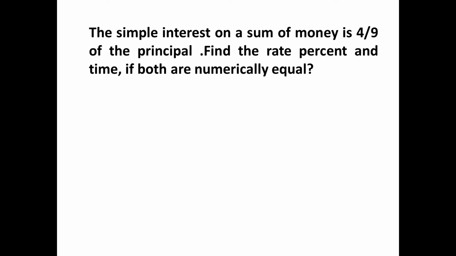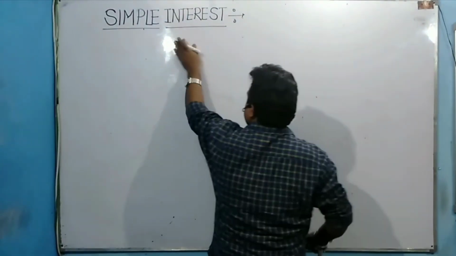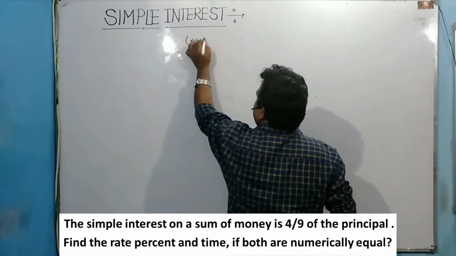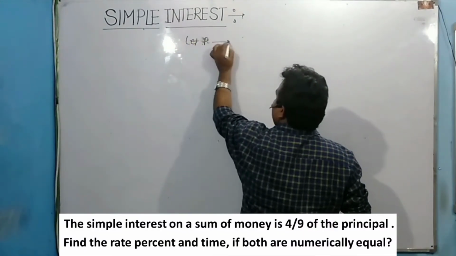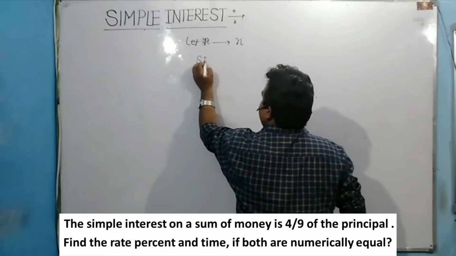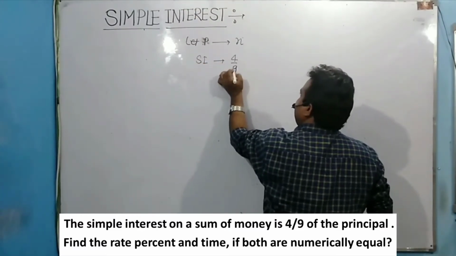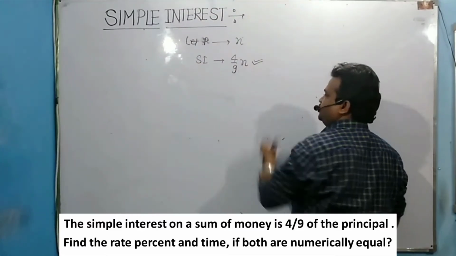If both are numerically equal, अगर दोनों की value same है means rate and time both are numerically equal. अगर दोनों बराबर हैं तो आपको rate निकालना है और time निकालना है. Please look at the board. Okay. Now let my principal value is x. Simple interest is 4 by 9 of x. This is given in the question.